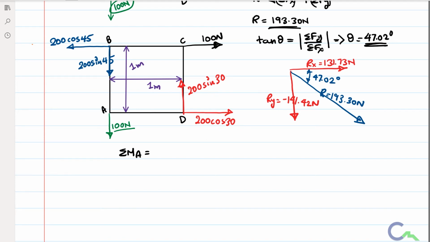The first force, that is 100 Newton, I am calculating moment about A, it is passing through A, there is no perpendicular distance. Therefore because of this 100 Newton, the rotational effect or moment about A is 0. The next force, that is 200 sin 45. First thing I have to do is shift that force along its line of action. It is passing through A. Therefore there is no moment from this component, 200 sin 45, about A. The third force I am going to consider, that is 200 cos 45.